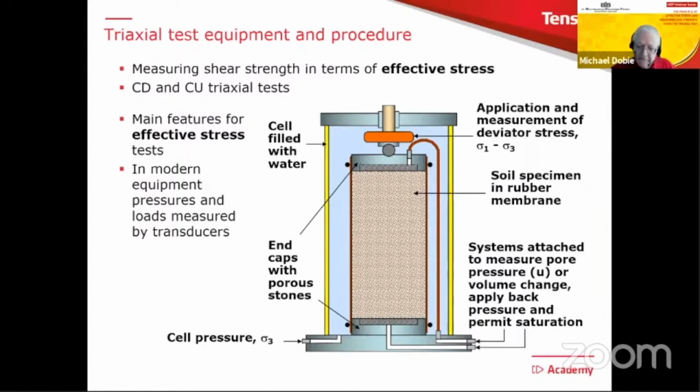You'll now see there's a bit more going on because we also have connections to the top and bottom of the sample through the end caps where we have a porous element. And we have additional connections now. We have 3 connections coming out of the bottom of the cell now. And we're going to use these connections either to measure pore pressure or to measure volume change or to apply what's called back pressure. I will mention that again briefly in a second.